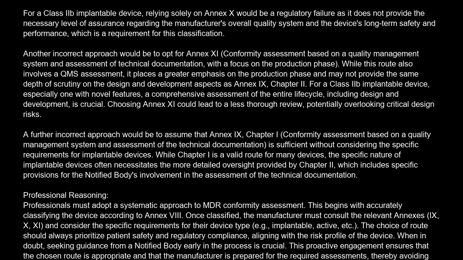Professional reasoning. Professionals must adopt a systematic approach to MDR conformity assessment. This begins with accurately classifying the device according to Annex VIII. Once classified, the manufacturer must consult the relevant annexes, IX, X, XI, and consider the specific requirements for their device type, e.g., implantable, active, etc. The choice of route should always prioritize patient safety and regulatory compliance, aligning with the risk profile of the device. When in doubt, seeking guidance from a notified body early in the process is crucial. This proactive engagement ensures that the chosen route is appropriate and that the manufacturer is prepared for the required assessments, thereby avoiding costly rework and market access delays.